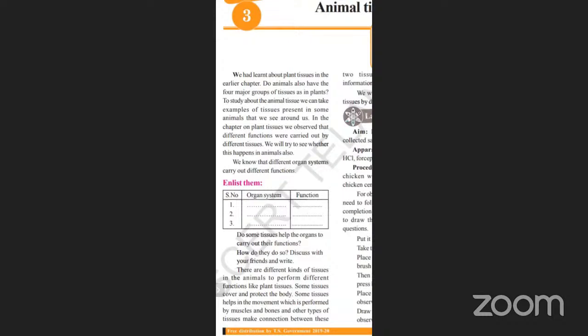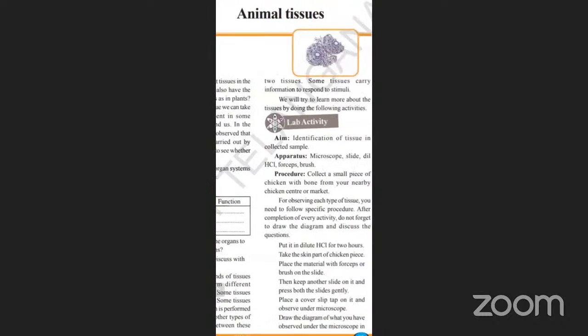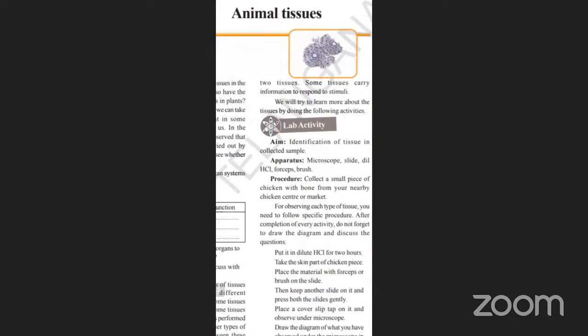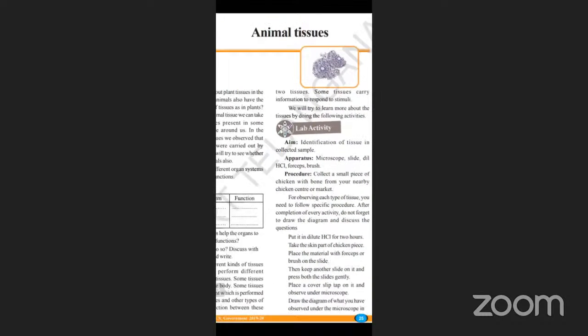Some tissues help in the movement which is performed by muscles. Bones and other types of tissues make a connection between these two tissues. And some tissues carry information to respond to stimuli. Who does that? The nervous system. Before that, the muscular system, the skeletal system, like that. Already we have discussed that just now.